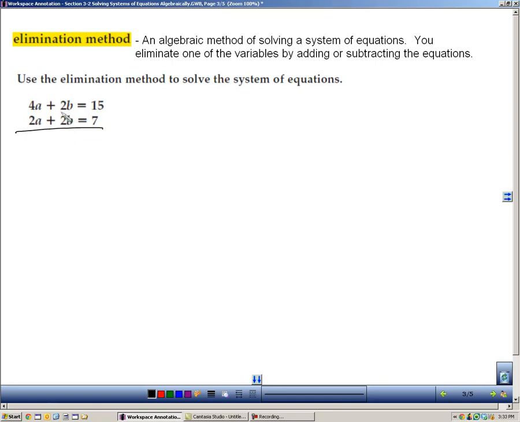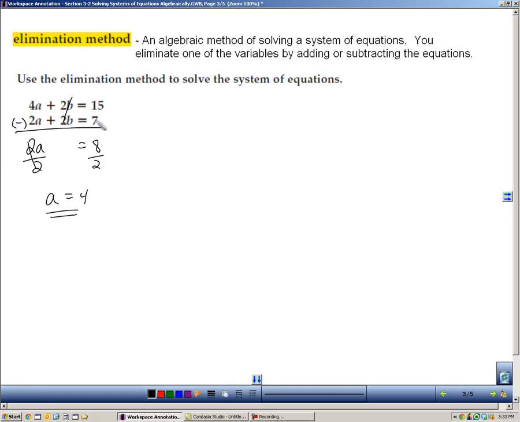And if you look here, positive 2 and positive 2, if I subtract 2 and 2, I get a 0. So watch what happens. 4a minus 2a is 2a. You just subtract going down like you did in grade school. And 2b minus 2b is nothing. 15 minus 7 is 8. And now I've eliminated the b's. And I can solve for a. Divide both sides by 2. And I can easily say that a equals 4.